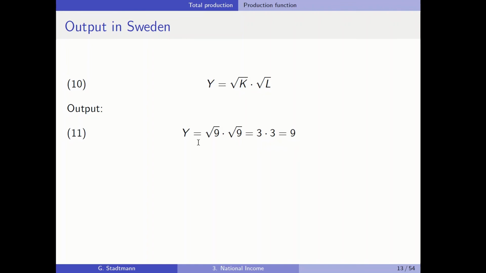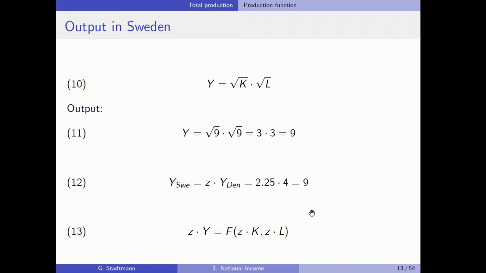And hence, we have proven here that when you increase the production factors proportionally, then also the output increases proportionally. So here we have proven that when you are increasing capital and labor by 125%, then also the output increases by 125%. So the production function we are looking at has constant returns to scale.